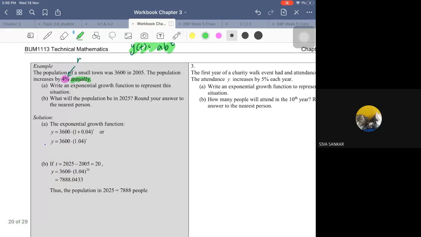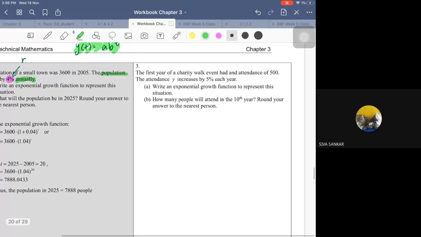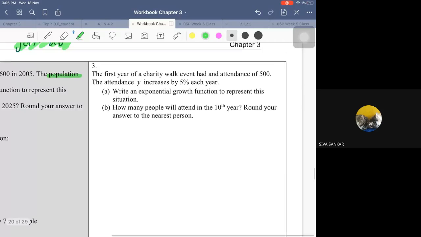Okay, and then macam mana kita nak tahu ni cerita pasal growth ataupun decay? Dia kata the population increases. Bila something increase, dia makin banyak, automatically this is talking about growth. Okay, let's have a look at this. So example tu you boleh tengok sendiri, but I'm going to do this exercise with you.